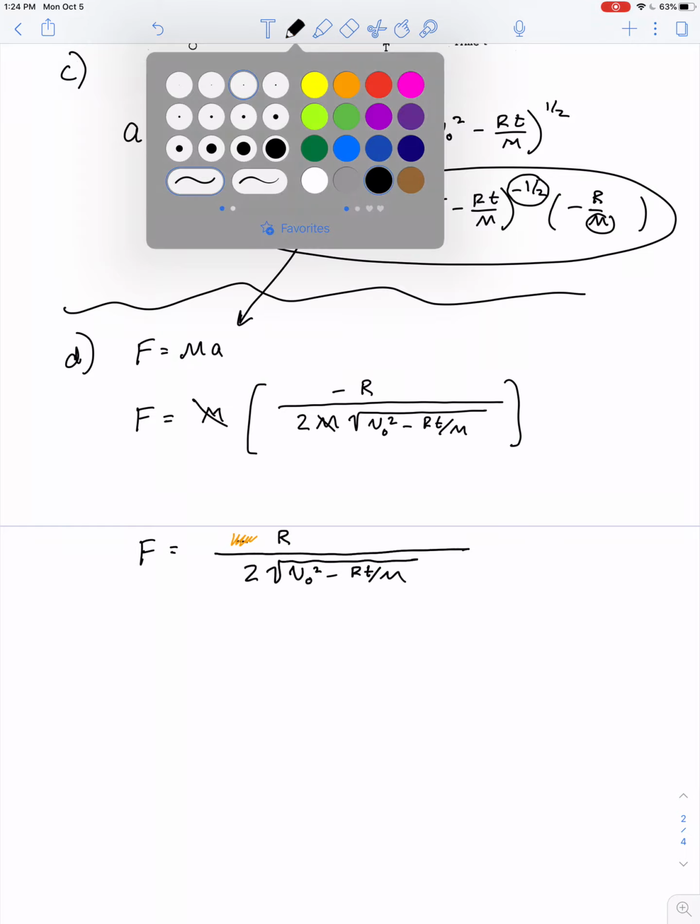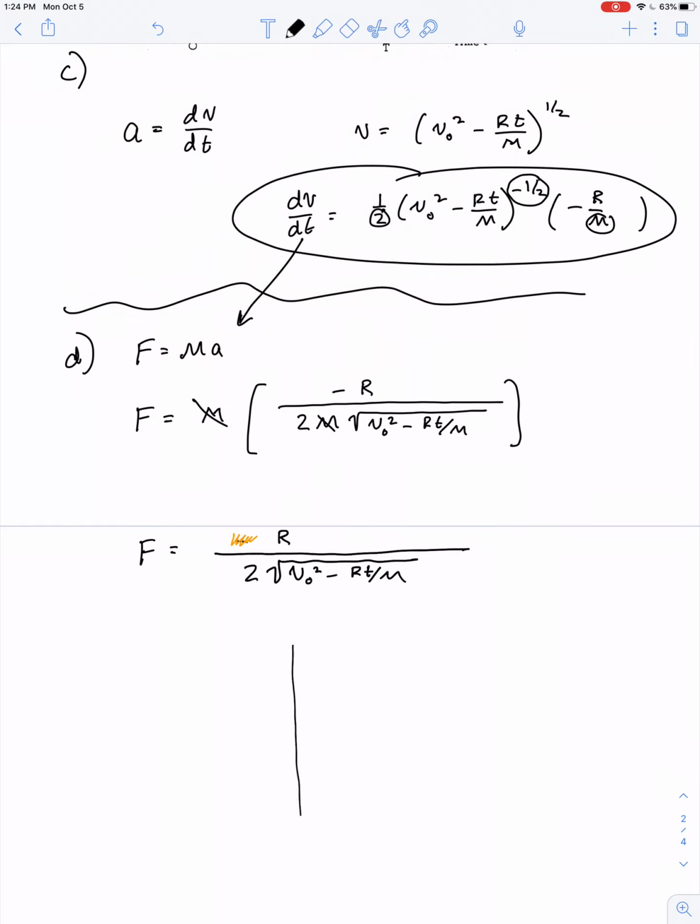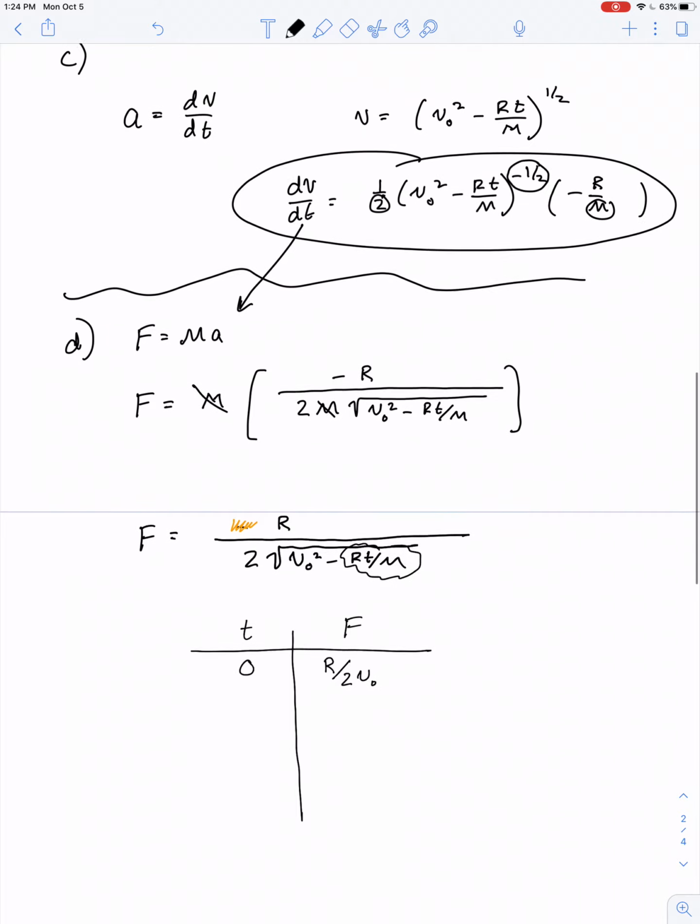All right. So if we need to graph it, let's just get a few data points. We'll plug in values for t and see what we get for f. So first of all, let's plug in 0 for t. Then this term here goes to 0, and the square root. So the initial force is equal to r divided by 2v naught.